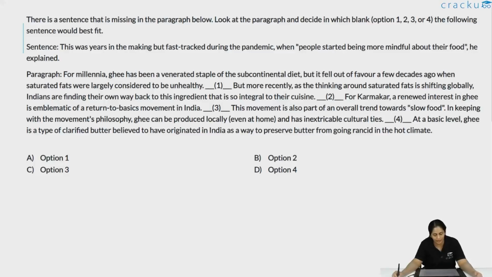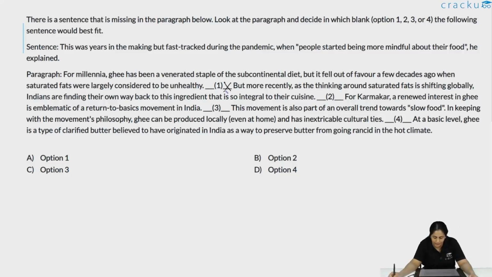This was years in the making but fast-tracked during the pandemic when people started to be more mindful about their food, he explained. So if somebody explained, he explained, it has to be after somebody has been introduced. So let us take a look at the paragraph. For millennia, ghee has been a venerated staple of the subcontinental diet, but it fell out of favor a few decades ago when saturated fats were largely considered to be unhealthy. Nobody has been introduced till now, so I can't put he explained. So one can be eliminated.